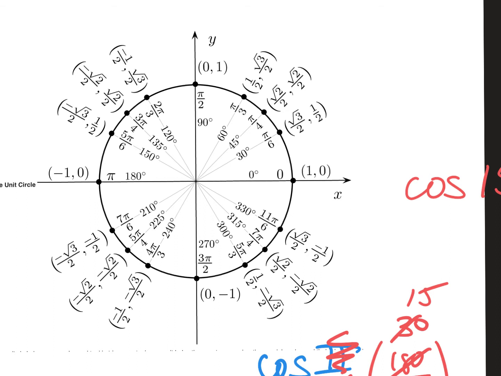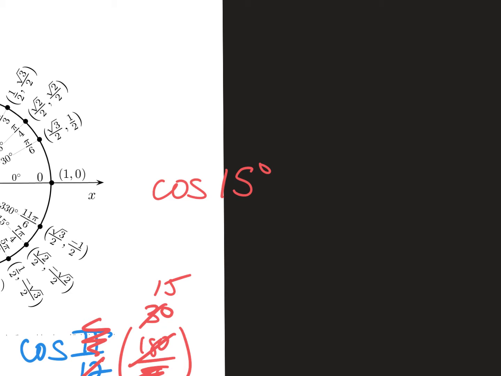To 15. Is there just one specific combination I can use? No, there's a bunch. What do you guys want to do? What's the easiest? 45 and 30, right? So I have to rewrite this and I say, okay, I'm going to use cosine of 45 minus 30. In this case, does it matter which one goes first? Yes. Why does it matter? Because we're subtracting, right? When you're adding, it doesn't matter.